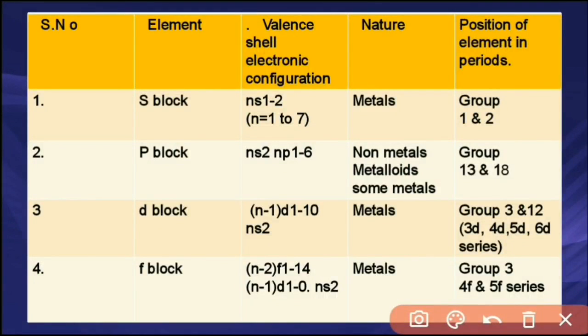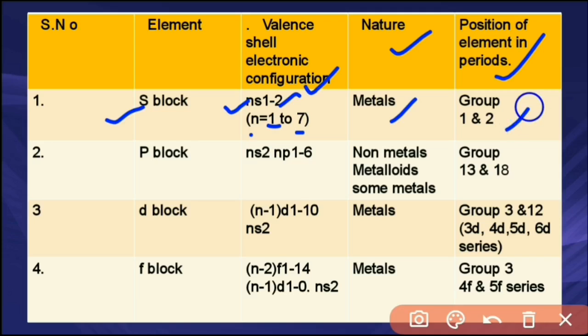From this table we can understand block-wise valence shell electronic configuration, nature of elements and position of elements in periods. First, s block elements have two groups, 1A and 2A. For group 1 the valence shell electronic configuration is ns1, and for group 2 it is ns2, and here n is the period number, 1 to 7. And in s block all elements are metals. The position of elements in the periodic table is group number 1 and 2.